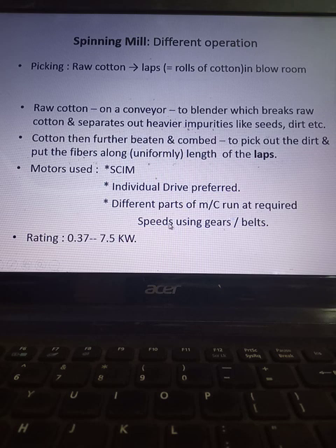whatever is expected, using gears and belts. That's how you communicate the drive torque to different points. And typically these motors are of half kilowatt to 7 to 8 kilowatt. It is a squirrel cage induction motor with this power rating. That is the spinning. Okay.